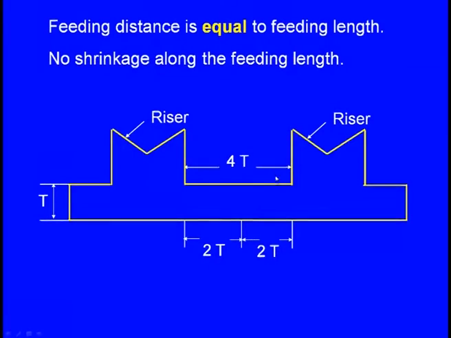Now, let us see another case where two risers are used. In this case also the feeding distance is equal to feeding length. Here we can see, this is one riser, one side there is 2T, that is the riser effect, and the other side there is 2T, that is the riser effect, and the total feeding distance between these two risers is 2T plus 2T, that is 4T. And we have arranged the risers such that the distance between these two risers is exactly equal to 4T. So, there is no question of formation of the shrinkage cavity.